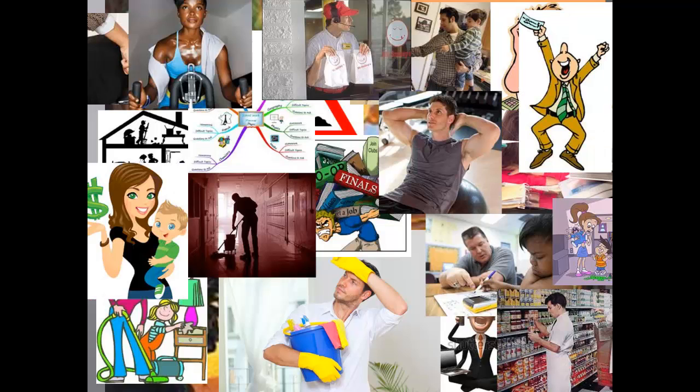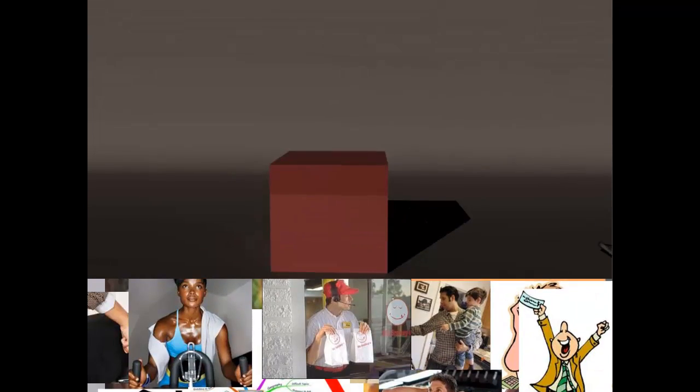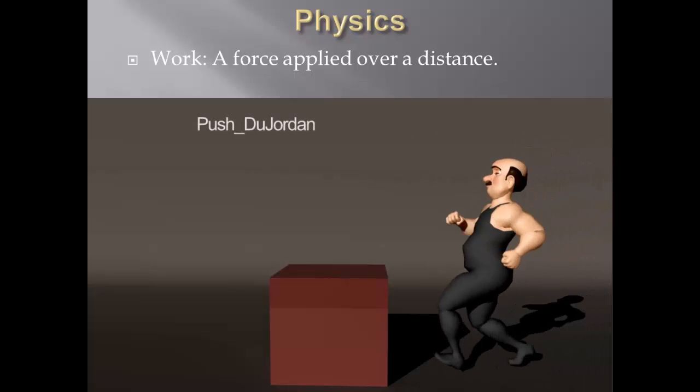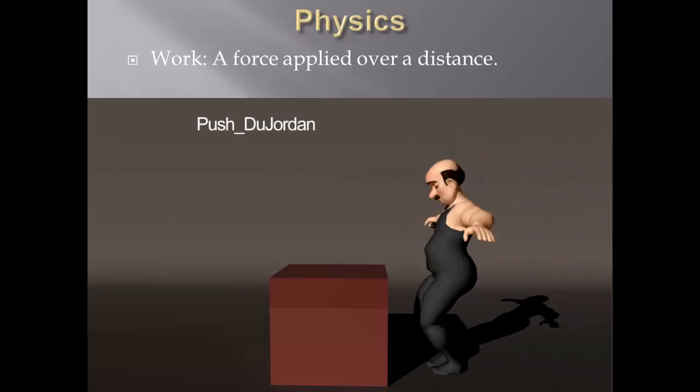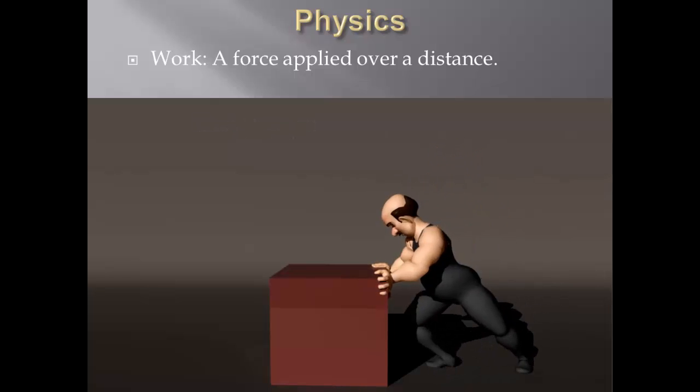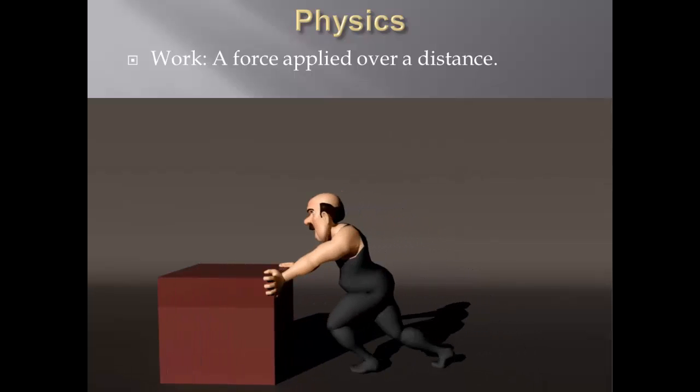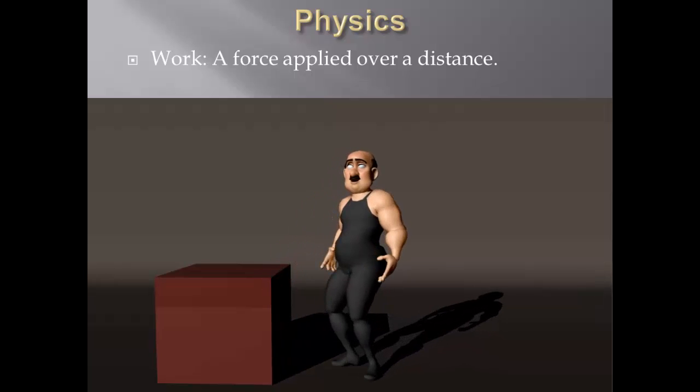But in physics, in science, work has a very specific meaning. In physics, work is defined as a force being applied over a distance. Remember, a force is a push or a pull. So, for this definition of work, an object would have to be pushed or pulled, and it has to move.